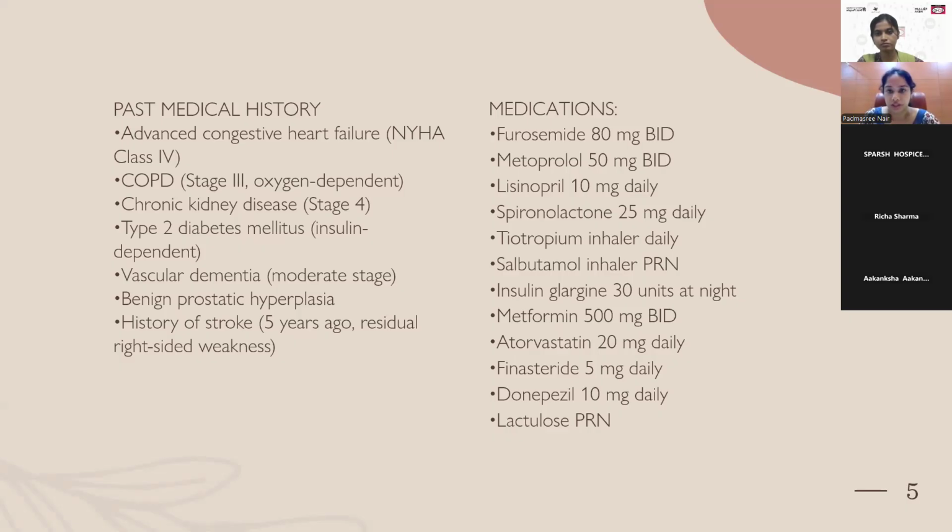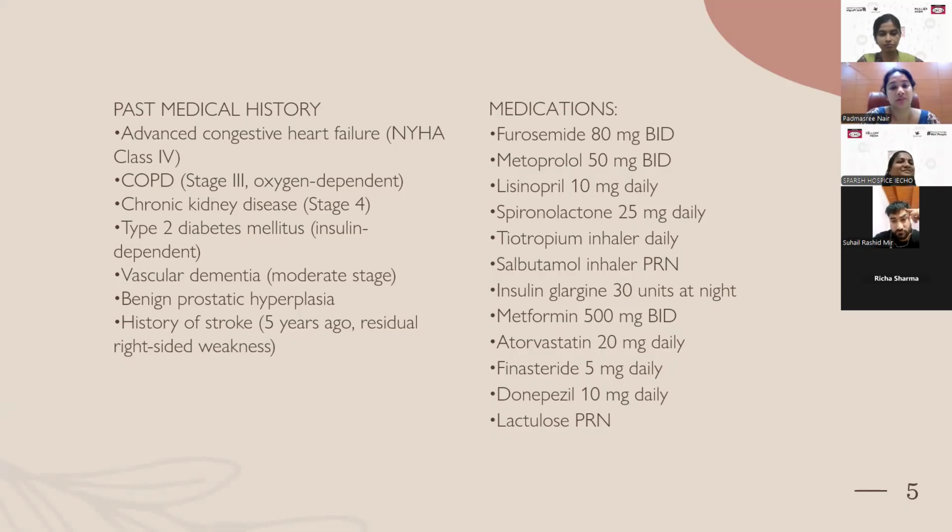Now, if you look on the right side, we have the medications that he's been taking. He's on furosemide, which is a diuretic, at a dose of 80 milligrams twice a day. He's on metoprolol, 50 mg twice a day. He's taking lisinopril, an antihypertensive, at a dose of 10 mg once a day. Spironolactone, again another diuretic, 25 mg once a day. He's taking a tiotropium inhaler for his breathlessness. He's taking a salbutamol inhaler for his breathlessness.